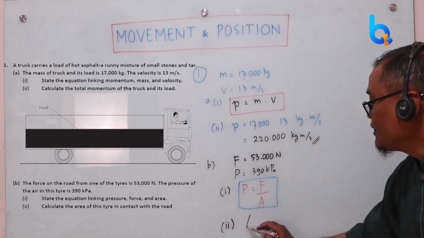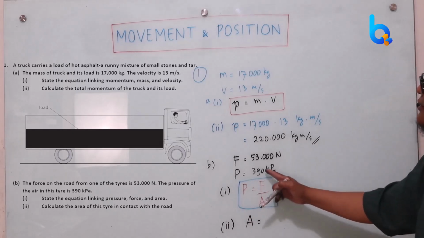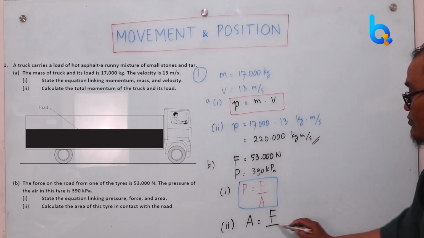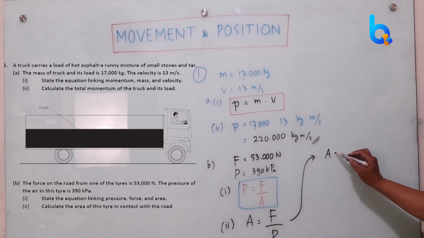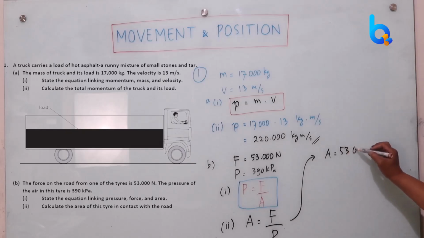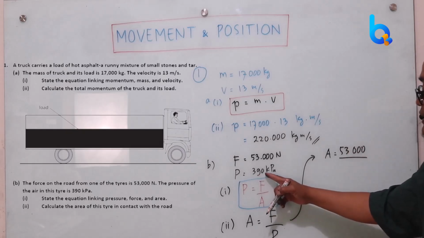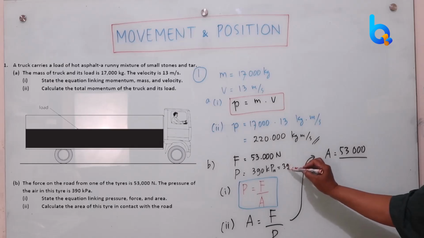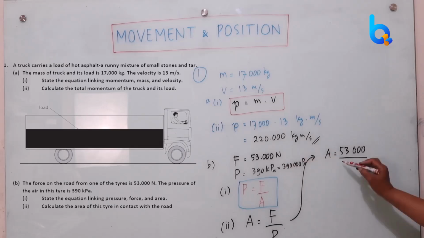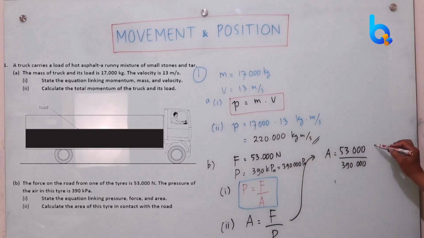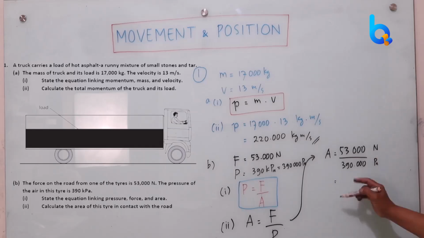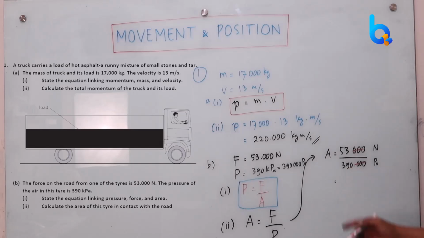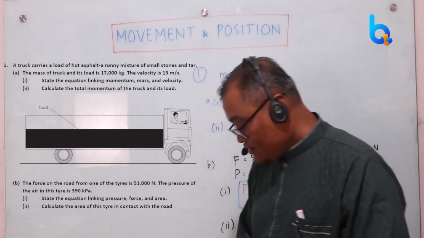Okay, next, B, calculate the area. So number 2, we substitute for the known, area equal force over P. Area equal force 53,000 over 390 kilopascal, which equal 390,000 pascal. So we input this one. The unit is Newton and Pascal. So area equals this one, to make it easier, 53 divided by 390. How many is this one?